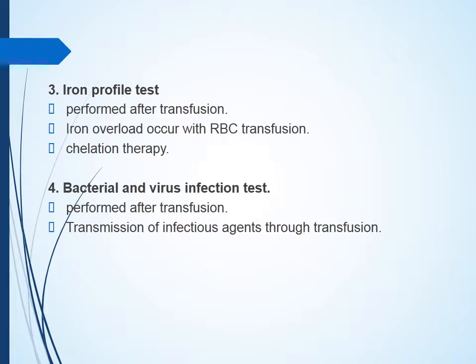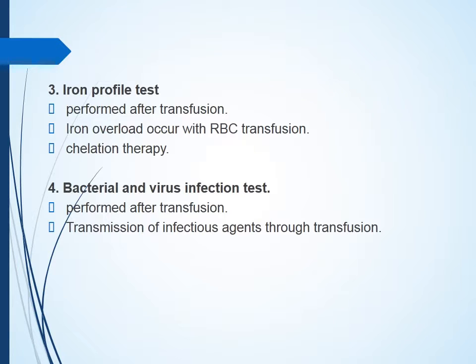Bleeding tendency and susceptibility to infection are also related to iron overload. Iron profile tests should be performed after transfusion to monitor the serum iron level of the body. Iron chelation therapy should be given to solve the iron overload, for example using desferrioxamine.